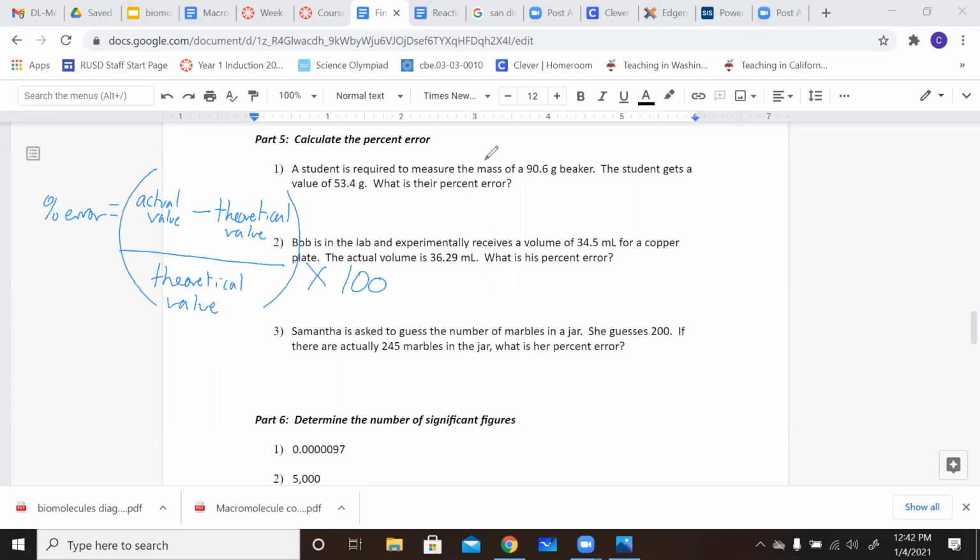So let's look at number 1 together. It says a student is required to measure the mass of a 90.6 gram beaker. The student gets a value of 53.4 grams. What's their percent error?